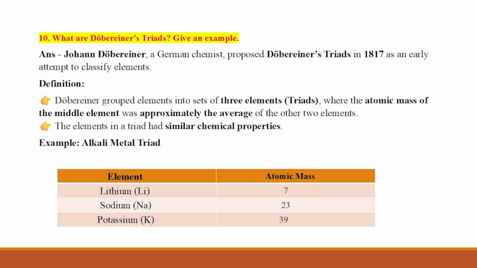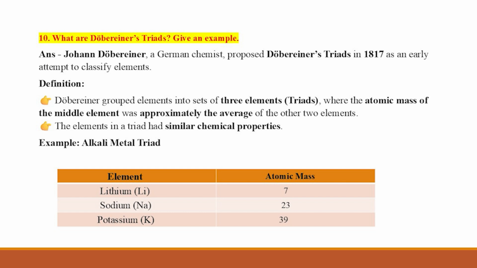10. What are Dobereiner's triads? Give an example. Answer: Johanna Dobereiner, a German chemist, proposed Dobereiner's triads in 1817 as an early attempt to classify elements. Definition: Dobereiner grouped elements into sets of 3 elements, triads, where the atomic mass of the middle element was approximately the average of the other 2 elements. The elements in a triad had similar chemical properties.